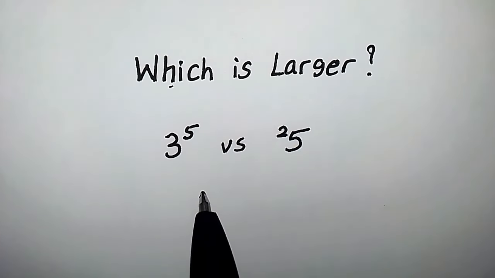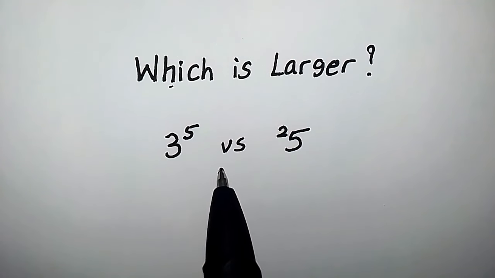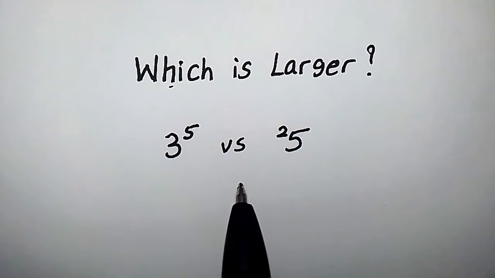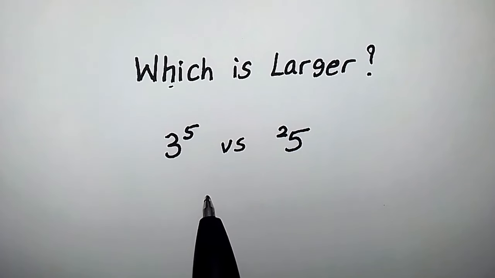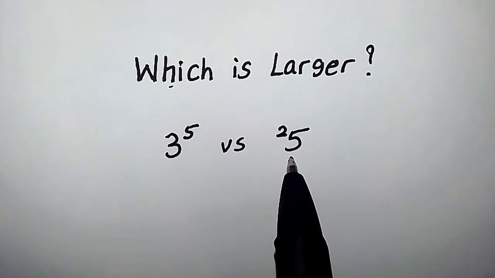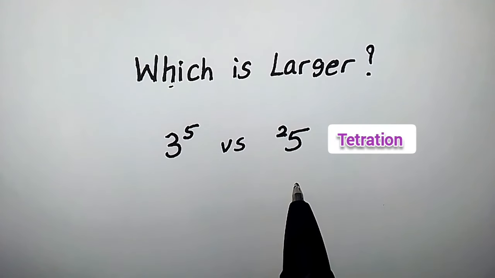Which is larger, 3 raised to the power 5 versus 5 to the super power of 2? How do we determine the larger number here? This kind of expression is called tetration.